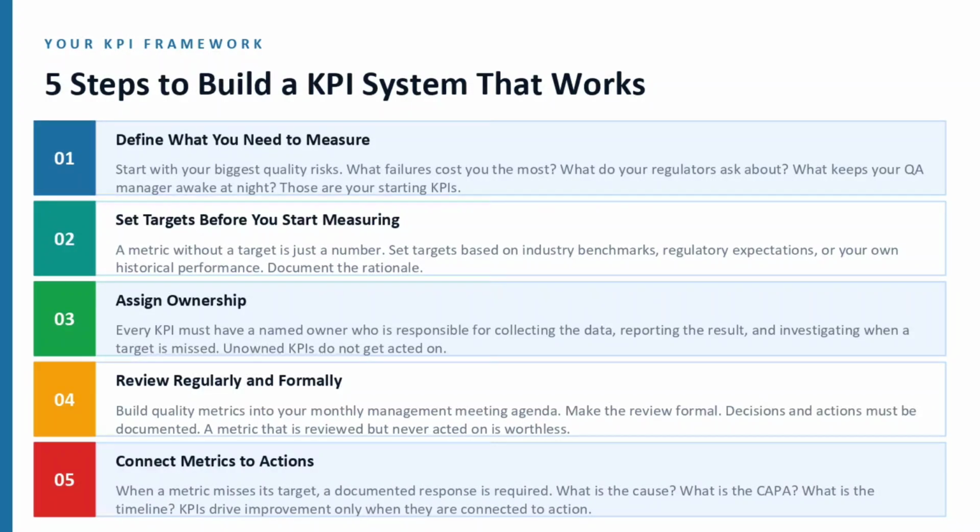Step 5. Connect every missed target to an action. When a metric misses its target, the response must be documented. What is the root cause? What is the corrective action? Who owns it? What is the deadline? KPIs only drive improvement when they are connected to consequences. Without that connection, you are just collecting data.